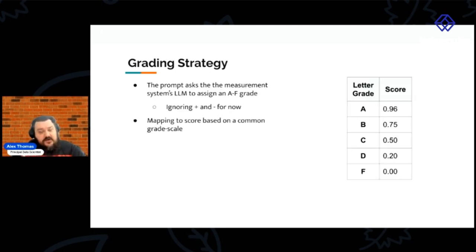Another one that we're going to be comparing to is the grading strategy. This is where we just have a prompt that's asking to grade the response with an A through F grade. Right now we're ignoring the pluses and minuses, like A plus and B minus. And then we map it using a common scale in order to get a score. So this is a simplistic one that we want to compare to the value of extraction.